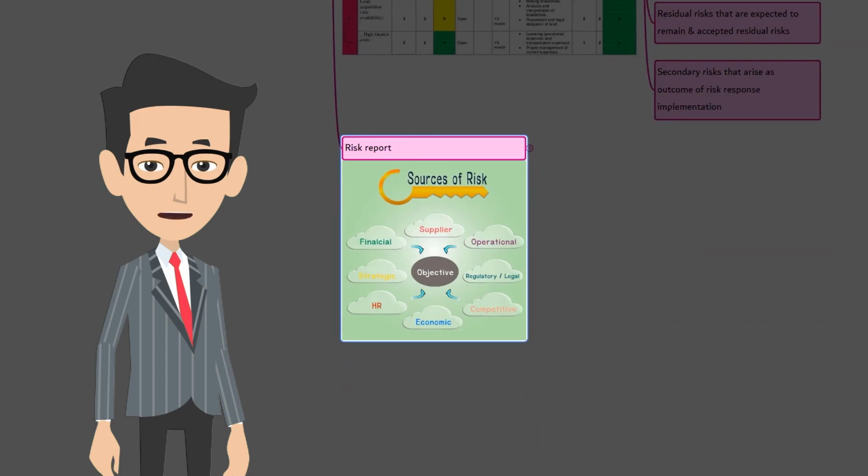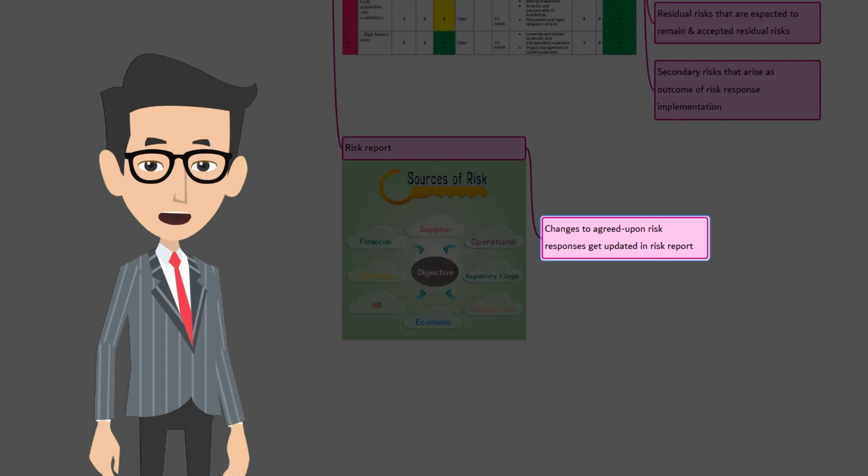The last one is the risk report. Changes to agreed upon risk responses get updated in the risk report. All right, that wraps up the ITTO. Let's move to the next process.